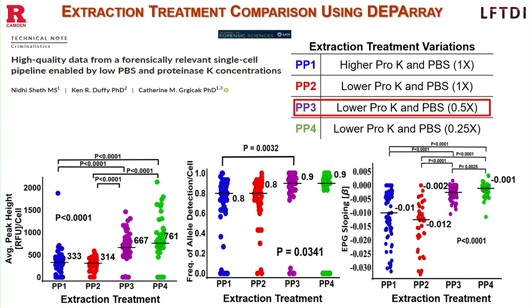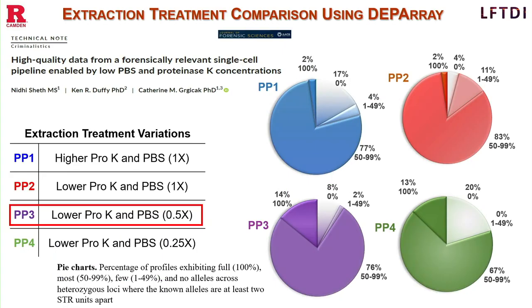Now, there's a reason why we didn't move forward with PP4, which was 0.25x PBS, and that's in my next slide. We looked at the percentage of alleles detected per cell, and the one thing I would like to really stress here is that when we looked at PP3 and PP4 closely, 8% of the time in PP3, which was 0.5x PBS, we saw no profile detected. But when we moved on to 0.25x PBS, 20% of the time we see no profiles. So even having EPGs with no data is not good for our pipeline. Keeping everything into consideration, 0.5x PBS with lower pro-K worked the best for us in our lab with Global Filer and integration with 3500 and OSIRIS analysis.